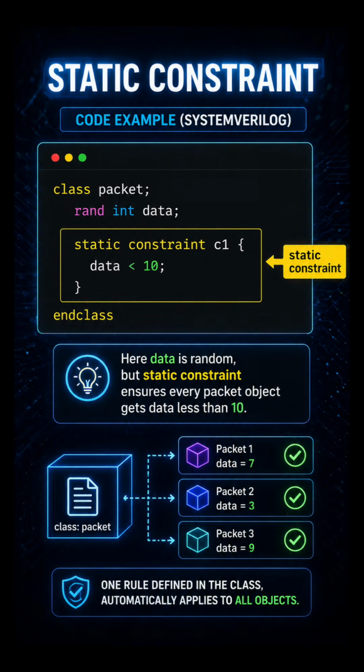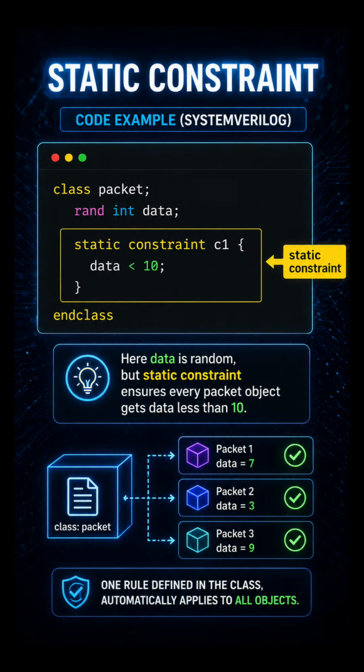Suppose we have a packet class, and inside that class we have a random variable called data. Now we add a constraint saying that data should always be less than 10, but this time we declare the constraint as static. What does that mean? It means this rule is not tied to just one object. Instead, this rule becomes common for the entire class.